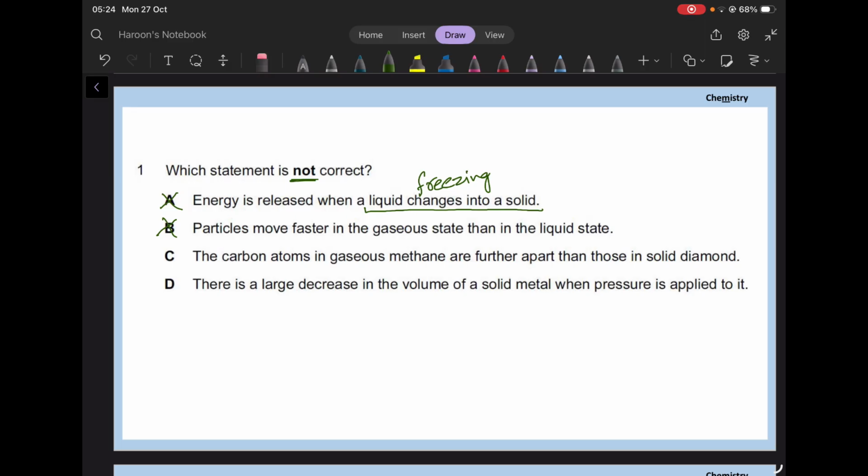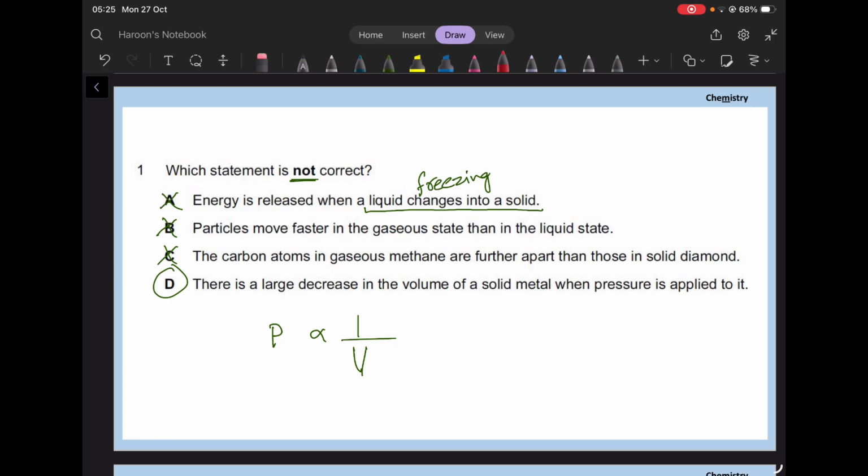C, the carbon atoms in gaseous methane are further apart than in a solid diamond. Yes, in a solid state, the particles are touching each other, closer together. In a gaseous state, they are further apart. This is a correct statement. We need to cancel it out. We definitely know that D is the correct answer, but let's read the statement. There is a large decrease in volume of a solid metal when pressure is applied to it. Pressure has an inverse relationship to volume.